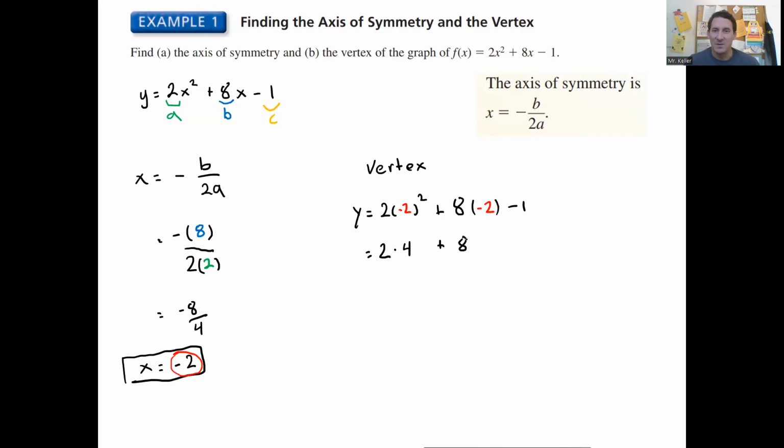So I'm going to take this in a few steps, right? 2 times 4 is 8. I can multiply here. 8 times negative 2 is negative 16 minus 1. So 8 minus 16 is negative 8, minus 1 is negative 9. So yeah, plus the negative 16 is going to be minus 16 and minus 1. Just be careful when you're adding and subtracting negatives. Remember, negatives move stuff to the left on a number line. So what this means is our y value is negative 9, so the vertex is at the point negative 2, negative 9.